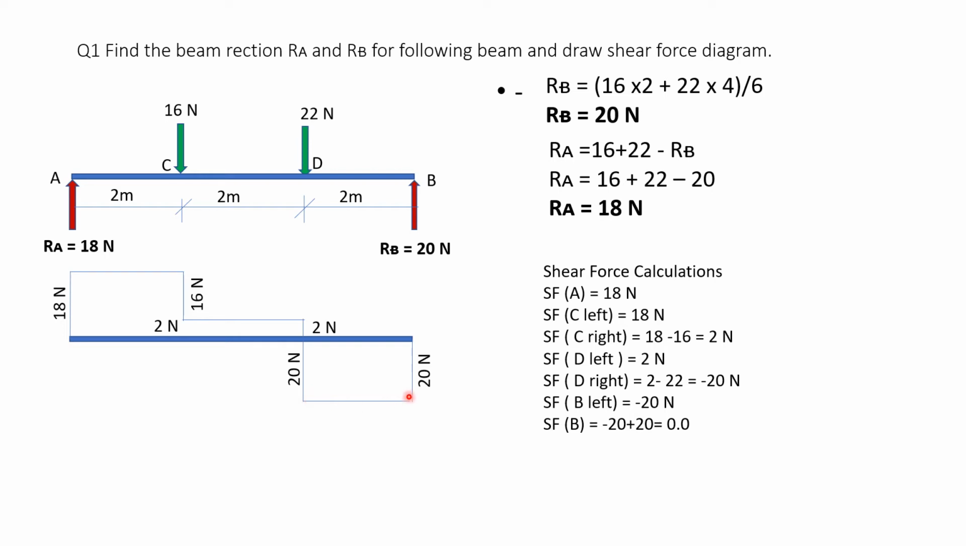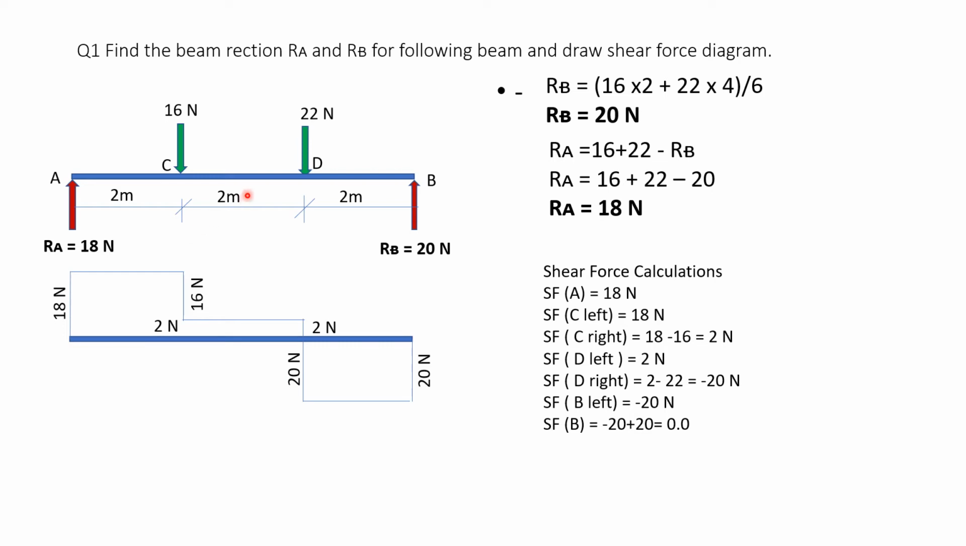Now when I am on the left of B, it is minus 20 only, because here it is a horizontal straight line. So shear force B left is minus 20, and shear force at B, when I reach here at B, it becomes minus 20, and this plus 20 gets added, RB, so minus 20 plus 20 is 0. So at this point shear force at B is 0. These are the shear force calculations which you can very easily write.